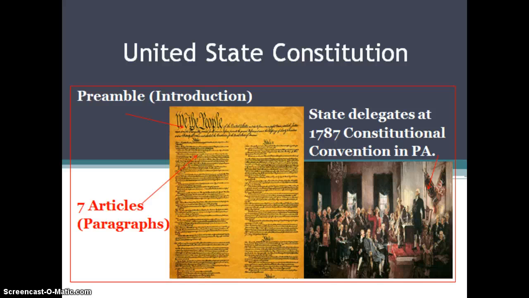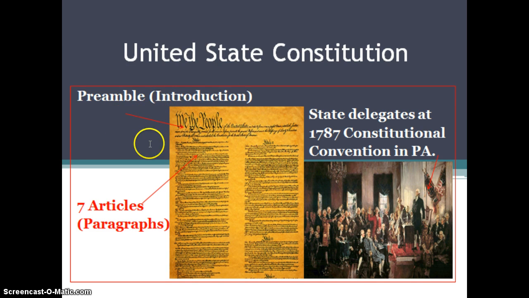Welcome everybody to this lecture on the United States Constitution. Today we're going to be going over the Constitution and its various parts. You see here is a picture of the United States Constitution, which begins with the famous words, "We the people." We know that as the preamble of the Constitution, or introduction.